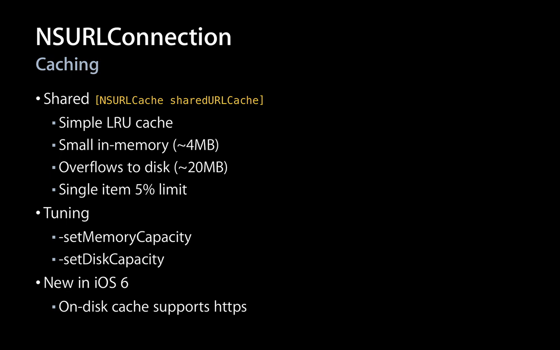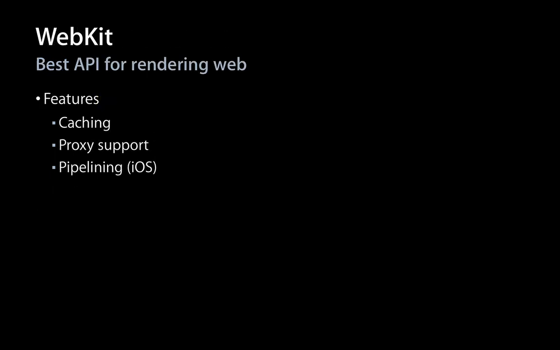We have some new functionality in iOS 6. We now support on-disk cache for HTTPS resources. In the past, HTTPS resources were limited only to the in-memory cache. If your application is interested in displaying web content, actually rendering it, the absolute best API is WebKit. It has support for everything we've talked about so far. It has caching support, it handles proxies, and on iOS, it actually does pipelining by default. It's a great API. If you're going to render web content, go ahead and use this.